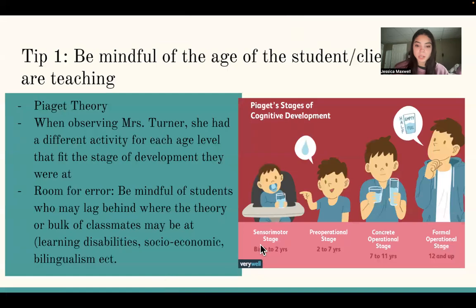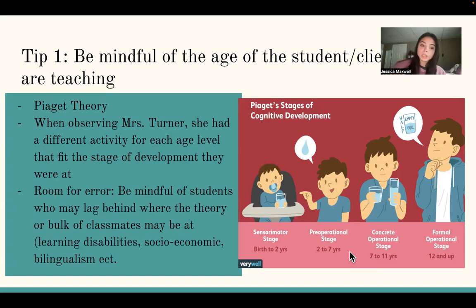So you can see the picture I included, which is the sensory motor stage, which is birth to 2 years. The pre-operational stage is 2 to 7, and the concrete operational stage is 7 to 11. For my purposes, the main focus was pre-operational and concrete operational. When observing Miss Turner, I noticed that she had a different activity planned for each age group, and this worked out really well because it played to the strengths and weaknesses of each stage of development.